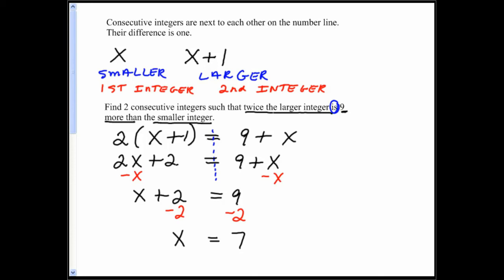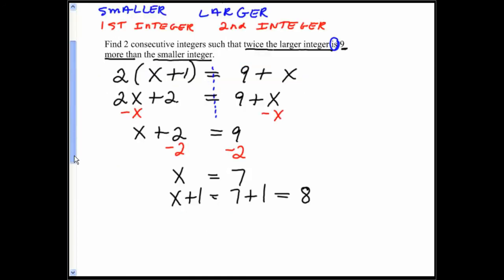Now again, students like to stop when they get to this point. Don't stop here. We now need to find the consecutive integers. If x is the first integer, then x plus 1 will be 7 plus 1 is 8. So the second integer would be 8.